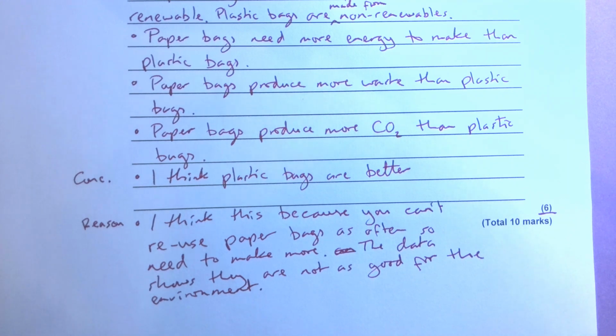Now, you could have argued that actually you think paper bags are better because the fact they're made from renewables is much more important than the other factors. And that's fine. You could have equally said, I don't know which one is the best, because on one hand paper bags are good because they're made from renewables, but on the other hand they seem to have a worse effect on the environment. Okay, so the key bit is that you've come up with a conclusion and a reason. Okay, hope that helps.